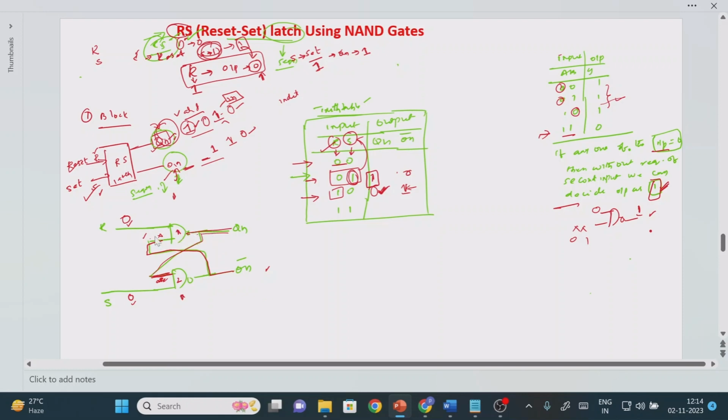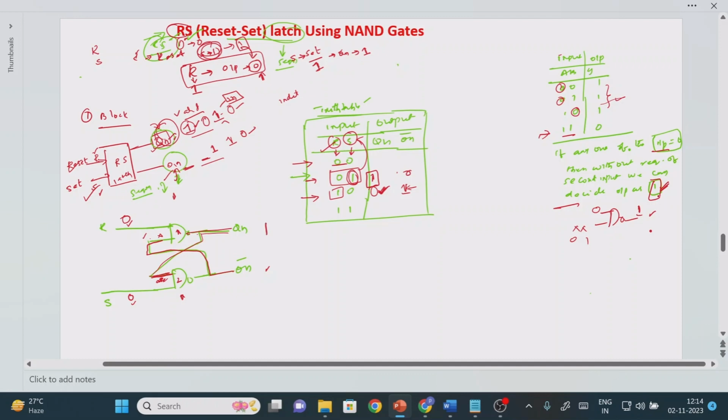So what is the meaning of this? Here also one input is 0, we don't know the other input terminal value. Here also one input is 0, we don't know the other input terminal value. As per this logic, we can directly find the output value, right? So if one of the inputs is 0, what is the output value? Directly we can decide it as 1.